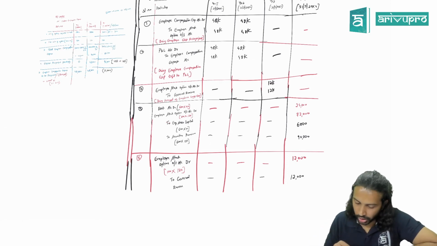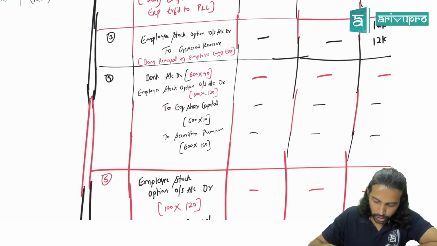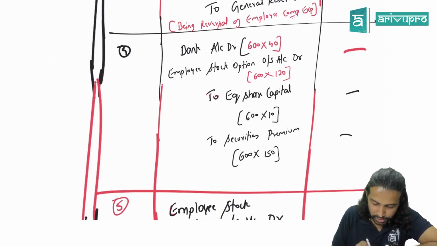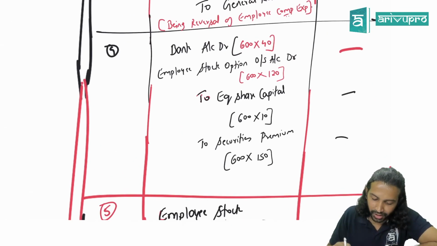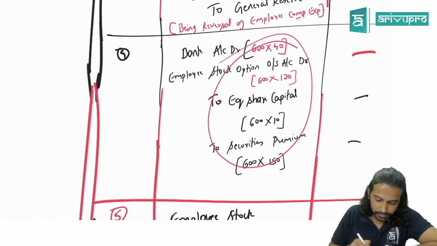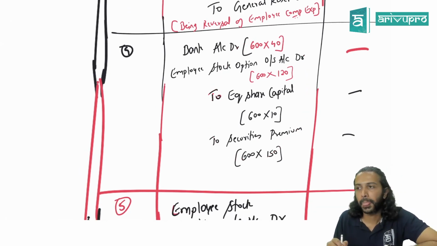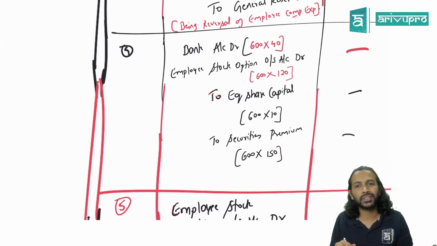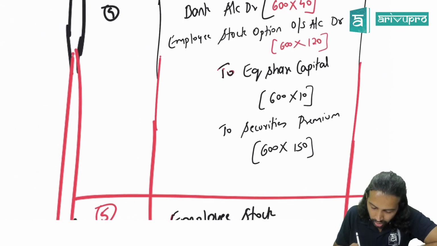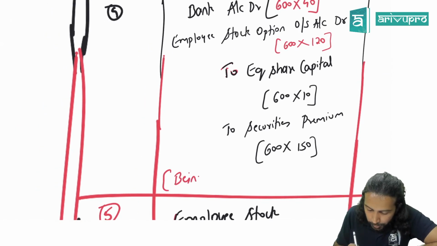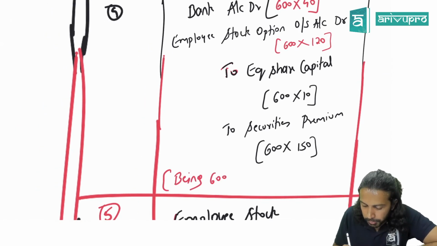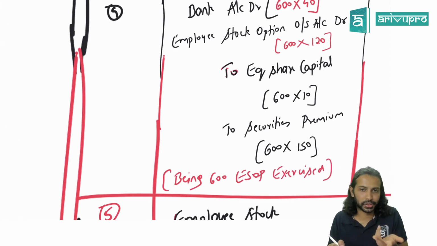Yes, all of us got it. Okay, narration. What is this narration? They didn't ask. I'm only writing. Fourth entry, if you want narration, what will you write? Being 600 options exercised, accounted. Or you can write here, being 600 ESOP exercised. That is the entry for this. 600 options got purchased. No?